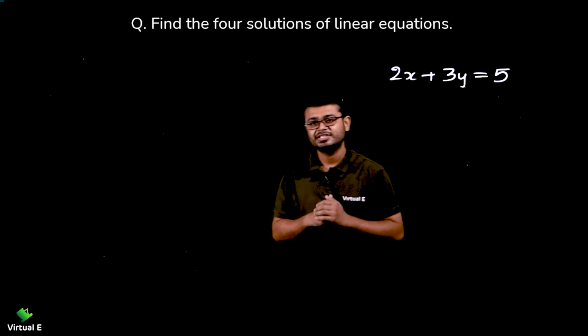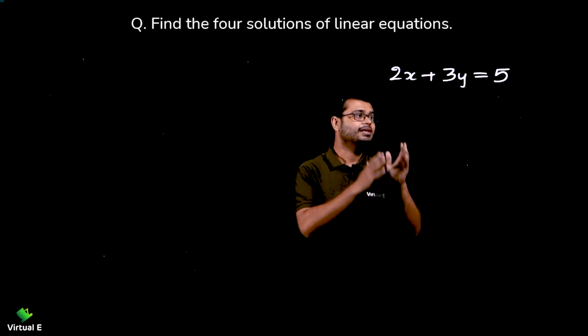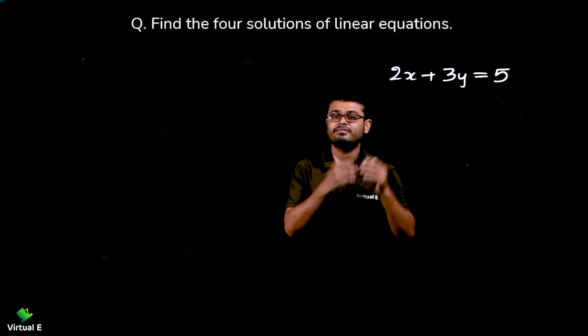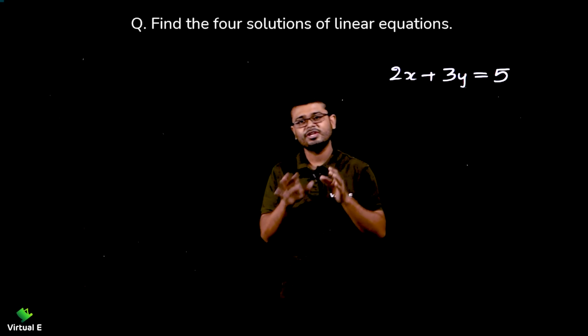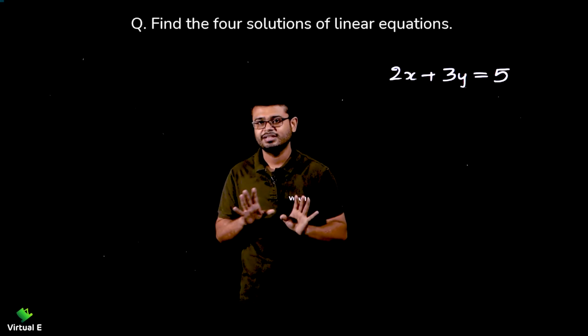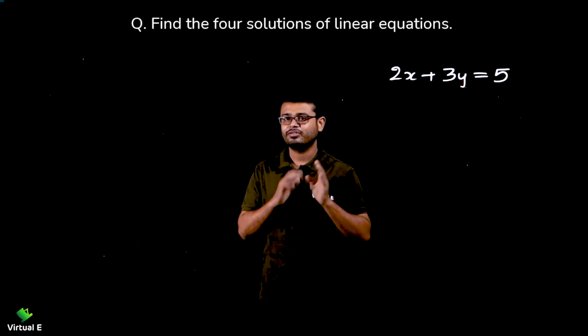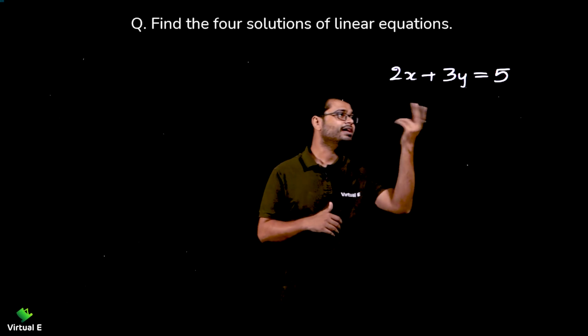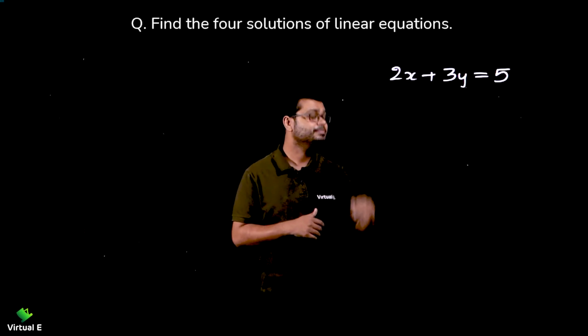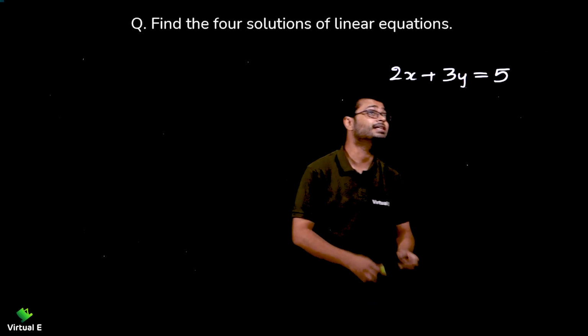Generally what I advise is to make the subject the variable that has coefficient 1, but here we don't have it. So you make any of the variables the subject, that will not change anything. You still need the same amount of effort. So it's okay. Let's start with y, or let's start with x. We'll make x the subject.